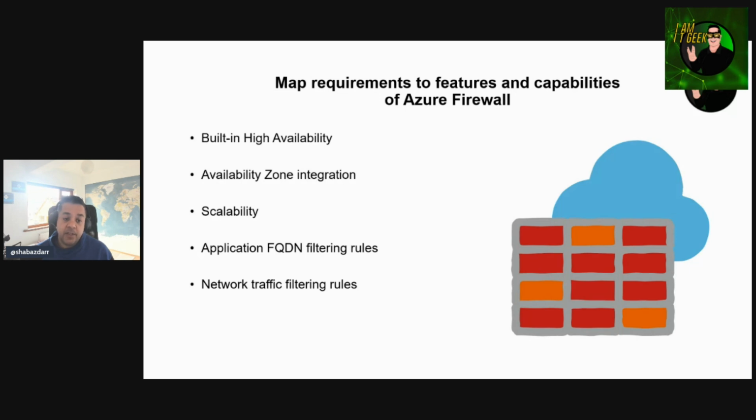Finally, another really good feature and capability is threat intelligence. This is threat intelligence-based filtering, and it can be enabled for your firewall to alert and deny traffic to or from known malicious IP addresses and domains. The IP addresses and domains are sourced from the Microsoft Threat Intelligence feed, so there's some direct integration with Microsoft there as well.